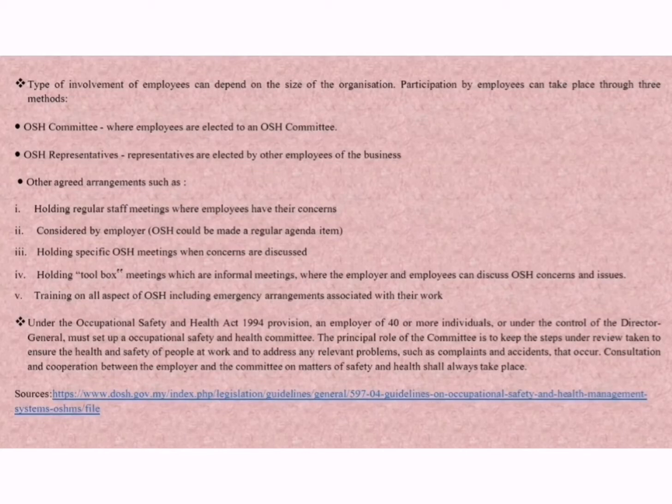Under the Occupational Safety and Health Act 1994 provision, an employer of 40 or more individuals or under the control of the Director General must set up an Occupational Safety and Health Committee. The principal role of the committee is to keep under review the steps taken to ensure the health and safety of people at work and to address any relevant problems such as complaints and accidents that occur. Consultation and cooperation between the employer and the committee on matters of safety and health shall always take place.